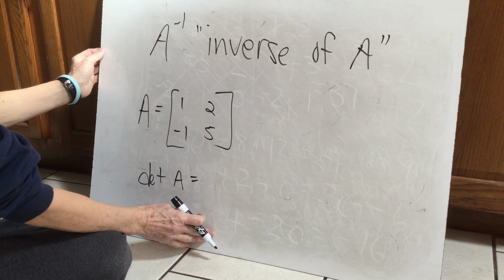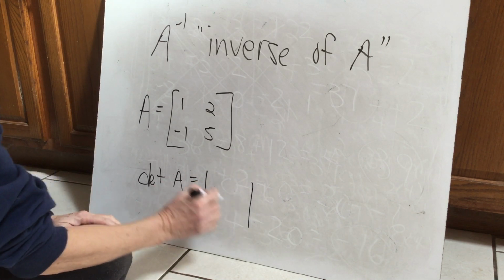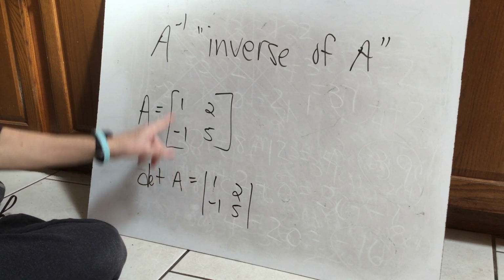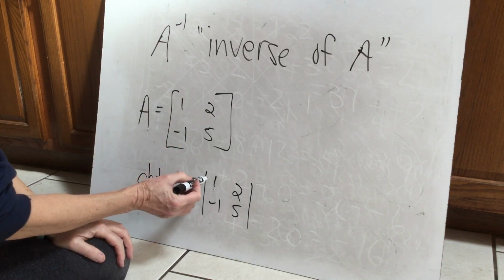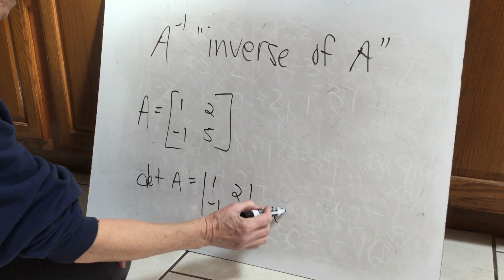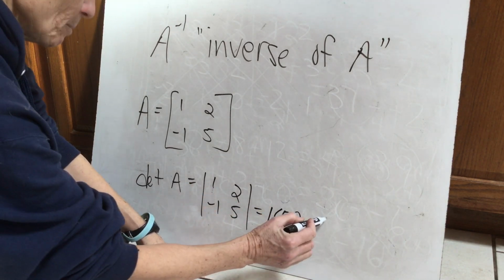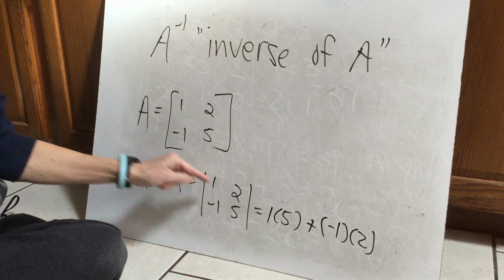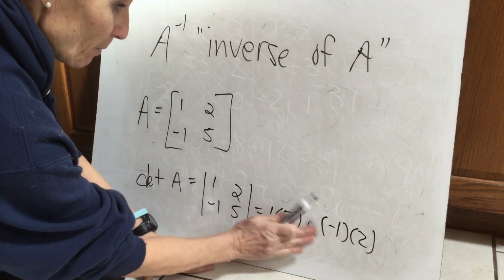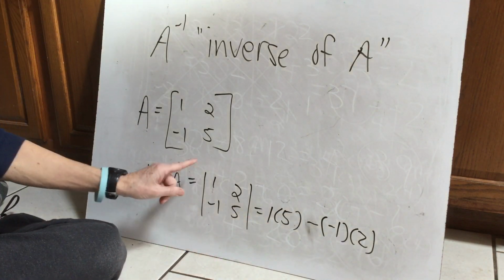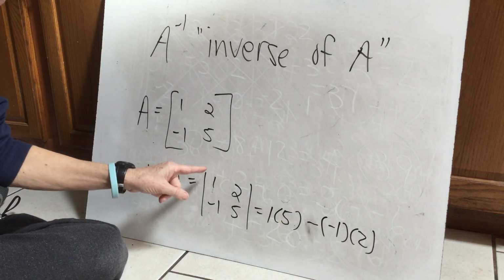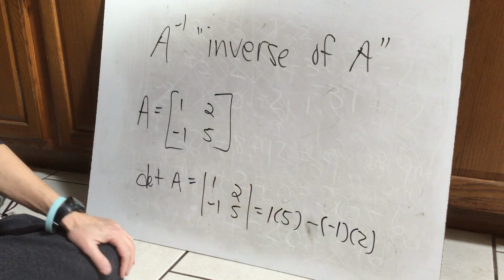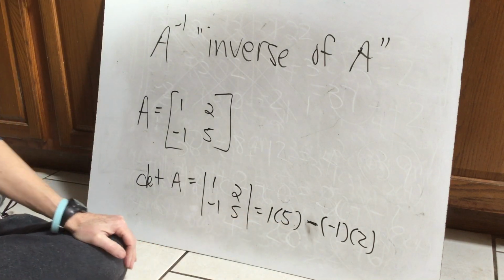So the determinant of A, we just practiced this. Who remembers? How do we find the determinant of this matrix? We multiply 1 and 5. We multiply -1 and 2, and we add them up. So the determinant, no, we don't add them up. Oh my goodness, we subtract them. We multiply 1 times 5. We multiply 2 times -1, and we subtract those. That's how we find the determinant of a 2 by 2.